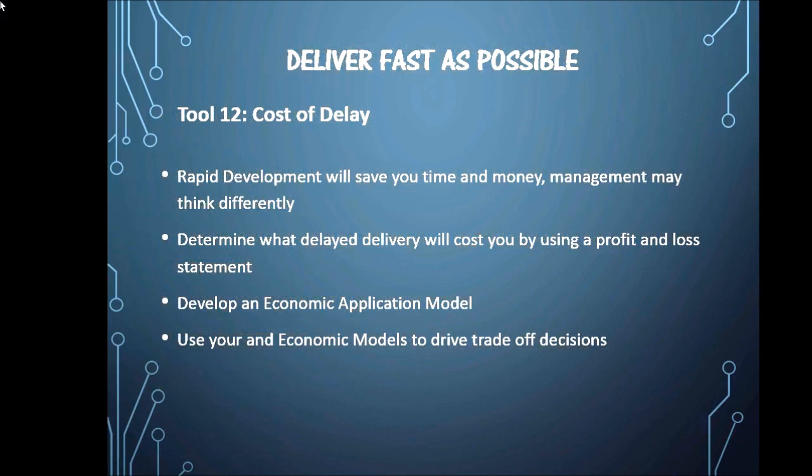And the next, tool number 12, cost of delay. Rapid development will save you time and money. Management may think differently. Determine what delay in delivery will cost you by using a profit and loss statement. Develop an economic model. Use an economic model to drive trade-off decisions.